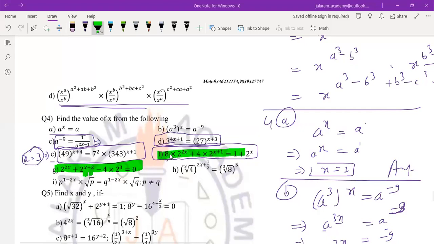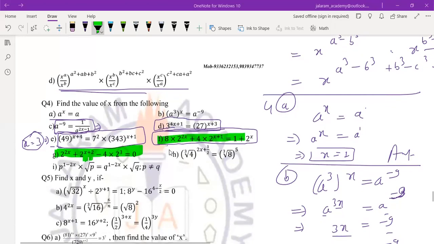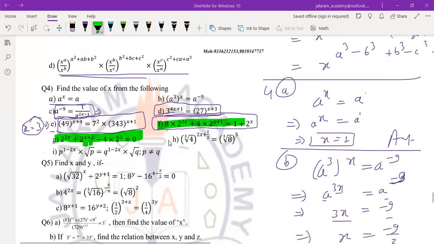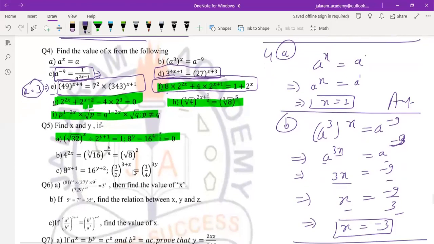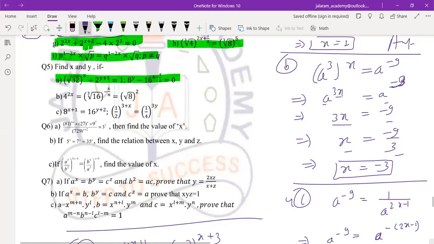Now practice the questions from the other parts of question number 4. Okay. And ask your doubts then. Now how to solve questions like question number 5. So look at this. It is root 32 to the power x.